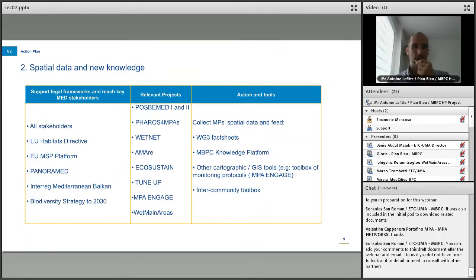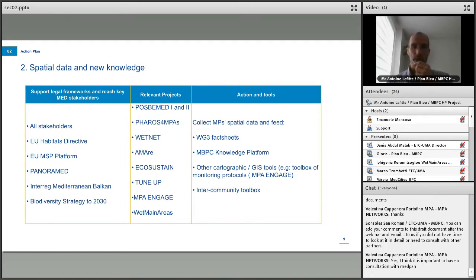Regarding spatial data and knowledge, we are going to support some legal frameworks and also to reach key Mediterranean stakeholders through many relevant modular projects and through actions and tools, which are also the knowledge platform, other cartographic tools, as I said, the toolbox, and the series of fact sheets we plan to produce.